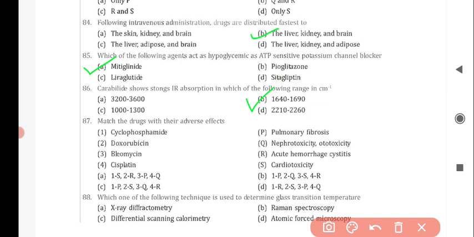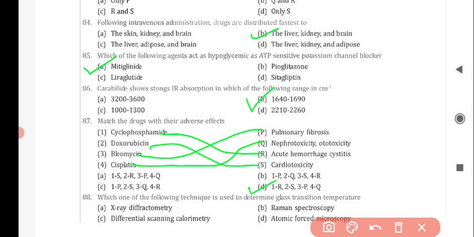Next question is, match the drugs with their adverse effects. The first drug, cyclophosphamide, the correct answer is option R, that is acute hemorrhagic cystitis. Next is doxorubicin. The correct answer is option S, that is cardiotoxicity. For bleomycin, the correct answer is option P, that is pulmonary fibrosis. And for cisplatin, the correct answer is option Q, that is nephrotoxicity and ototoxicity. So option D is correct for this question.